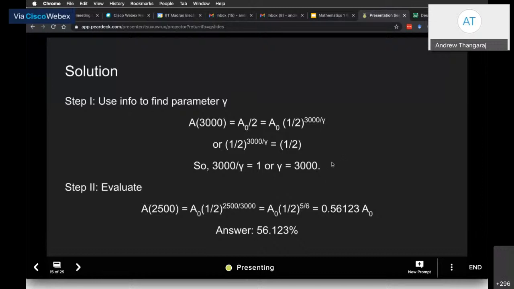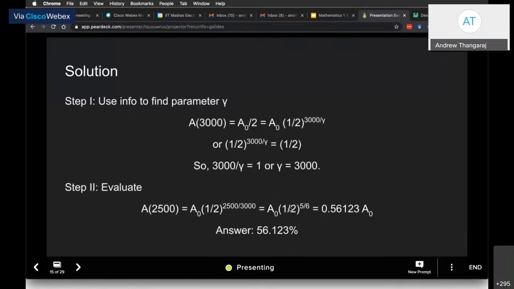Okay, so make sure you understood this calculation. It's not very difficult, but you have to go through it carefully and not make any silly mistake with how powers are defined. Now the second step: once you find gamma, I know the function exactly, and to find the concentration at 2500, I simply plug in 2500. So that's A of 2500, which is A naught times half power 2500 by 3000, that is 5 by 6.